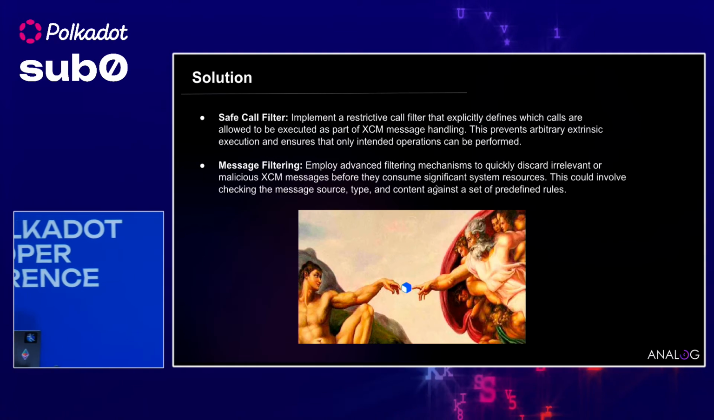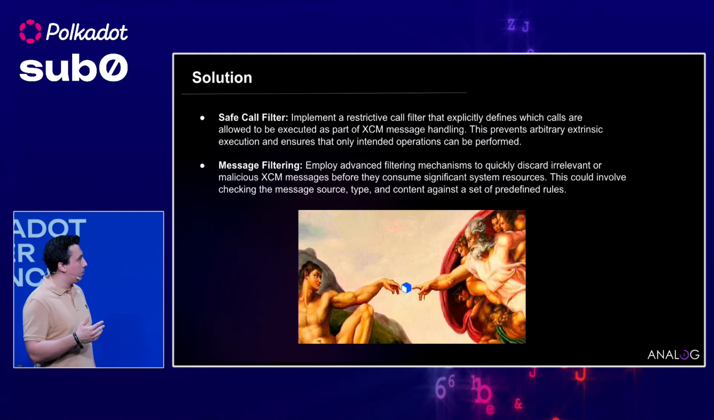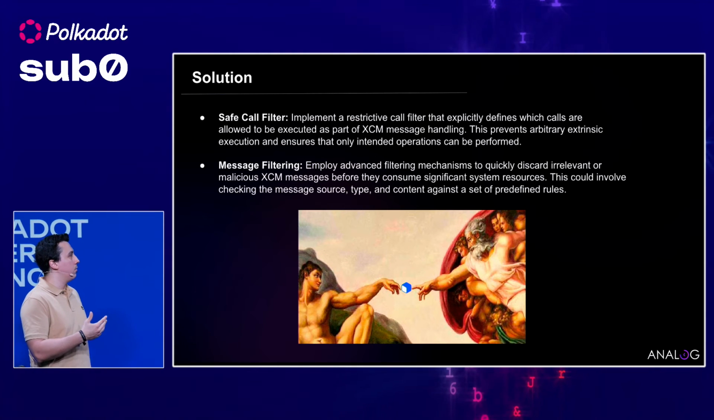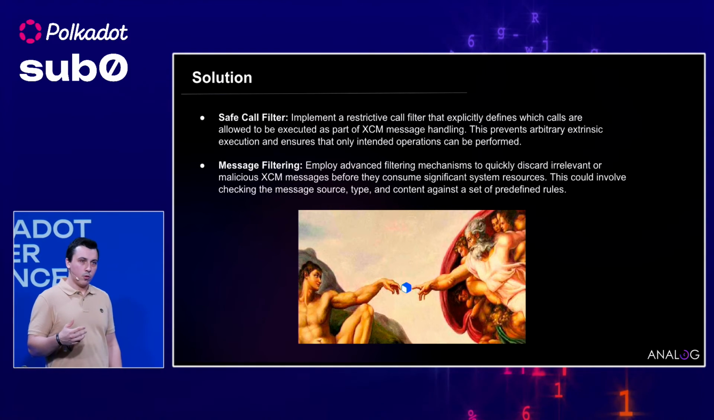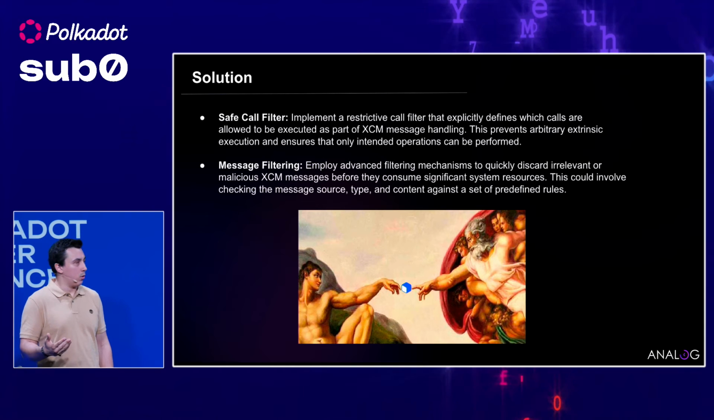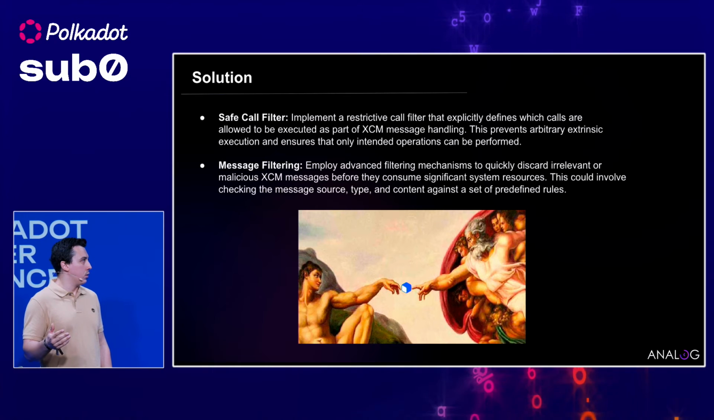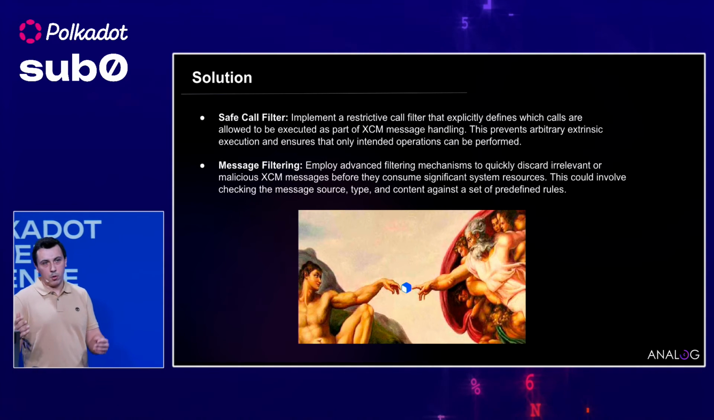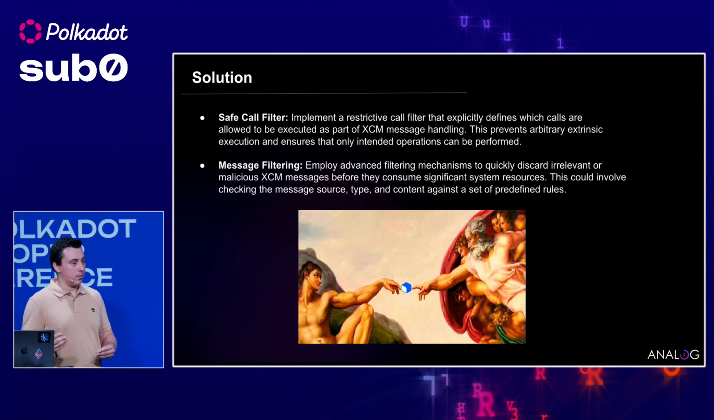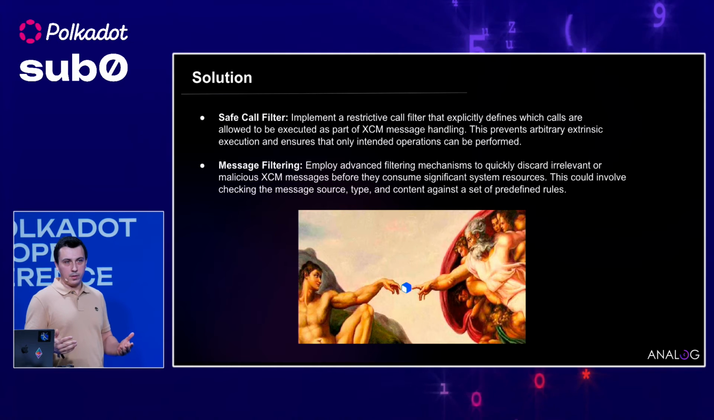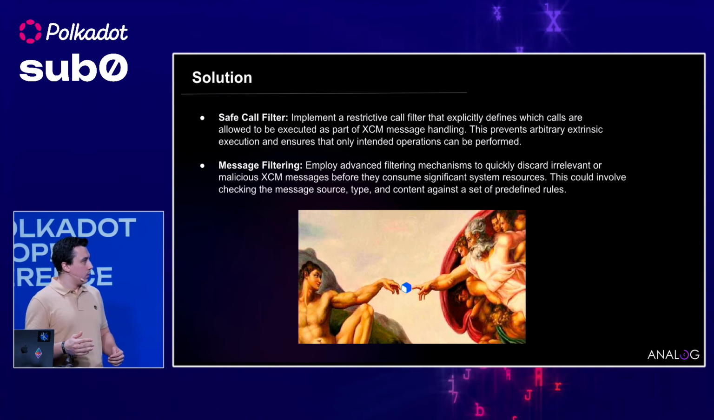integrity. Well, from my personal audits, I actually haven't seen these issues yet, but since the remediations are fairly easy, we can just directly go over them. So the first one, we should introduce access controls and safe call filters: implement a restricted call filter that explicitly defines which calls are permitted and which are not, and from where they are permitted and from where they are not. And we need to introduce message filtering to remediate that arbitrary execution.